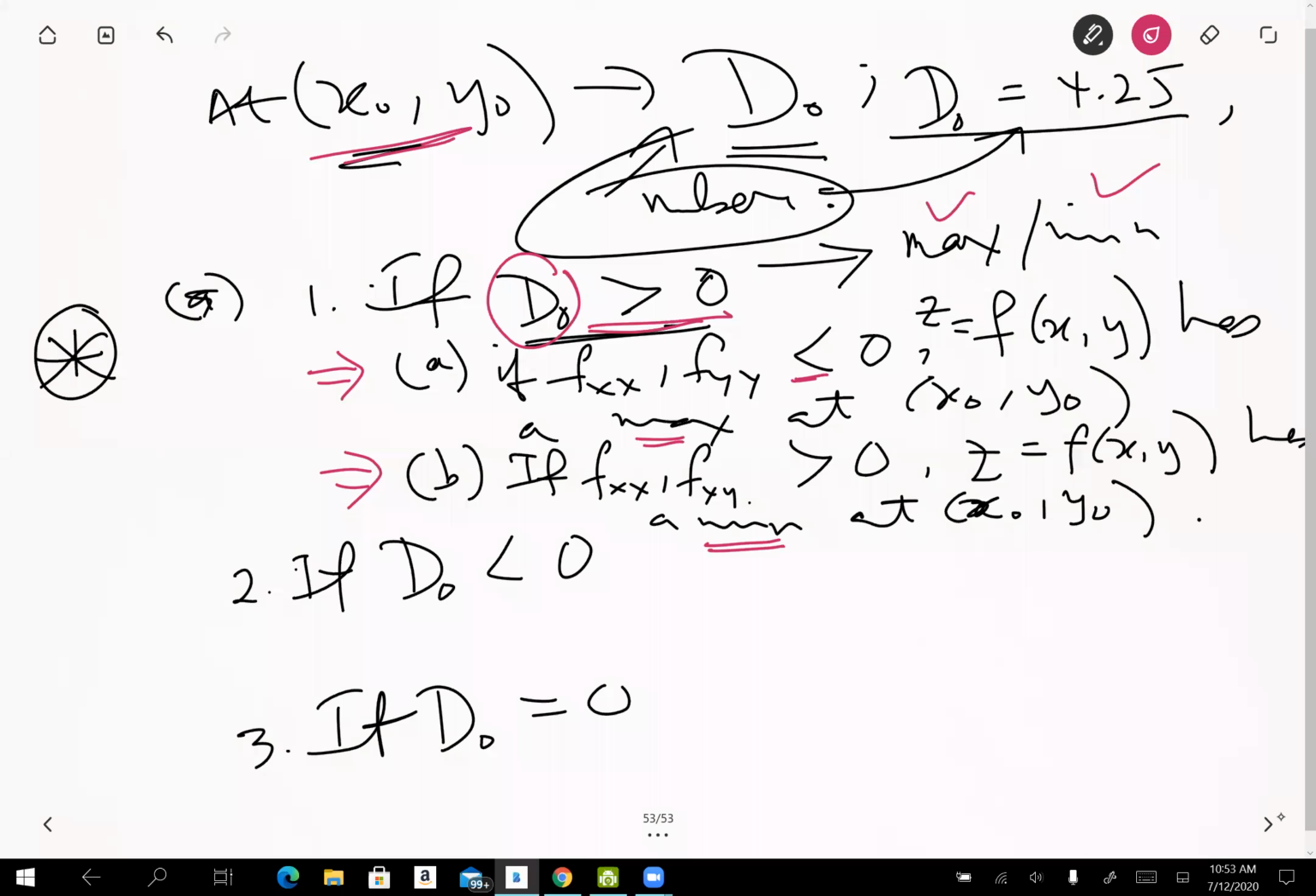So 3 things here. Okay, number 1, D bigger than 0. Number 2, fxx, fyy. Right? Whether they are positive or negative. Then only we can conclude whether the function has a maximum or minimum at the critical point. Now, for condition number 2, if the D at x0, y0 is negative, then the function has a saddle point.